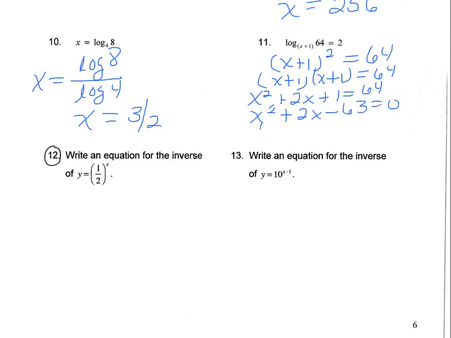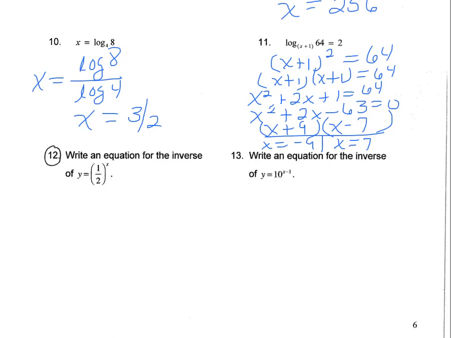Let's factor in a T-bar. Factors of negative 63 that will give me a positive 2 when added. You're correct, plus 9 and minus 7. So x is going to be a negative 9, and x is going to be a positive 7. So I have two answers.